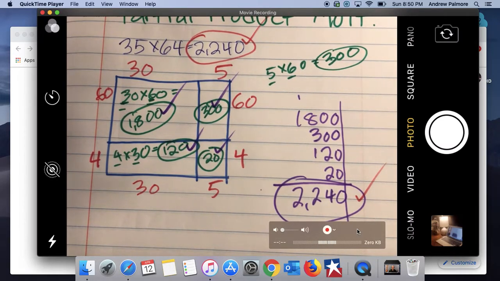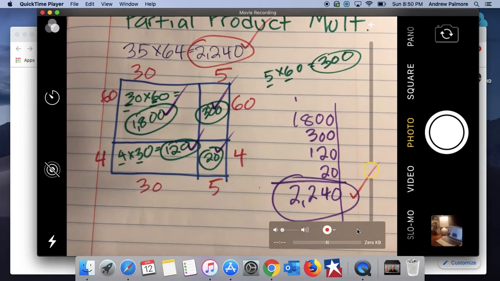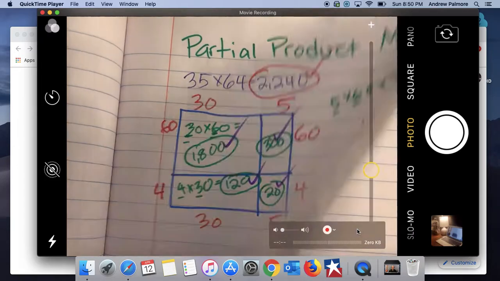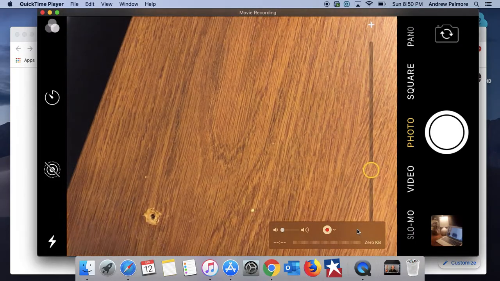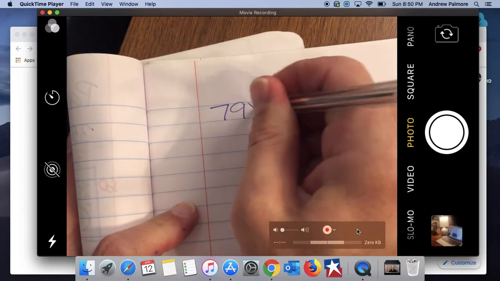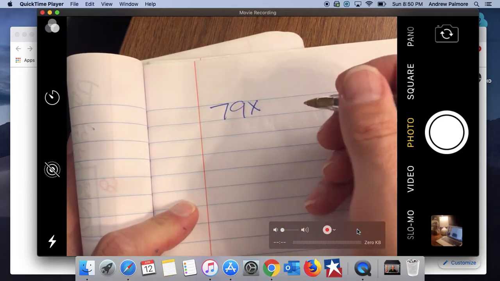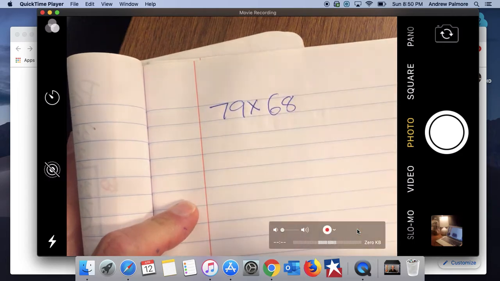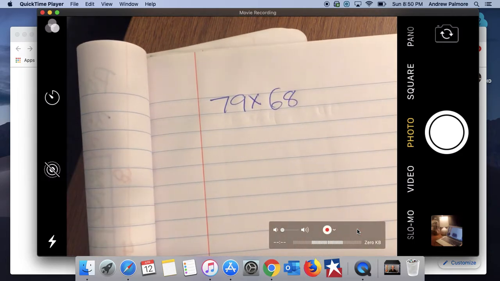Now, let's try another. How do you feel about this? Good? Okay. Let's try another. Let's do a little bit bigger digits just for fun. 79 times 68. So now I have, I don't know, 79 bags, and each bag has 68 Skittles in it. How many Skittles total do I have?